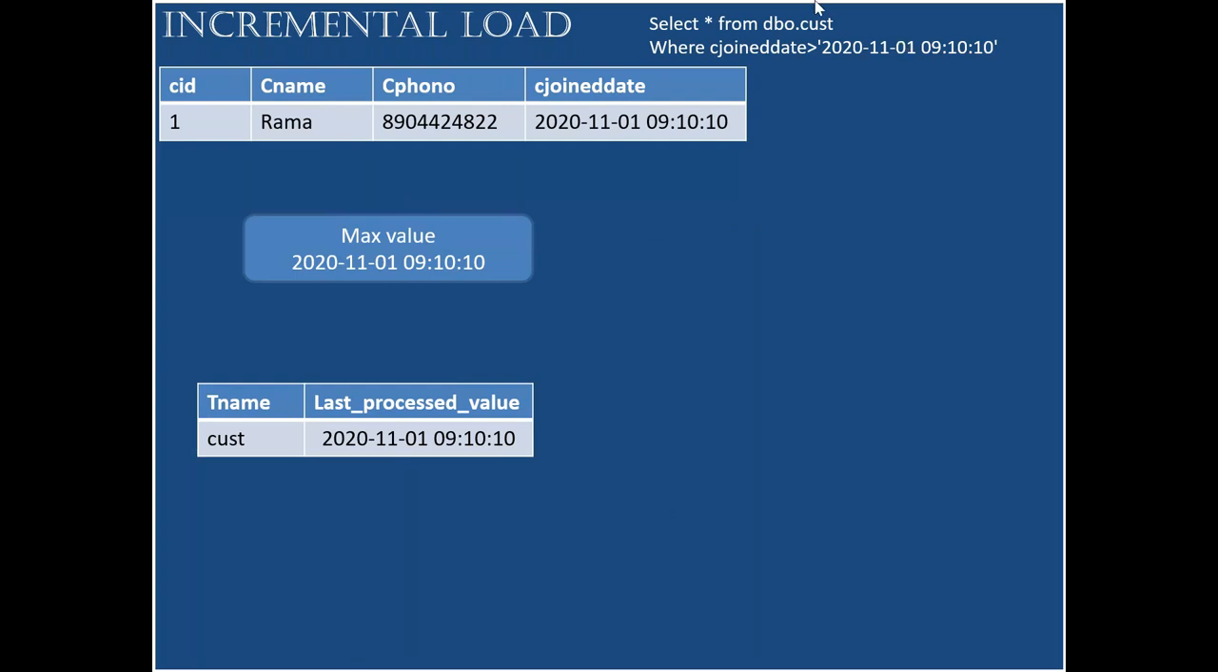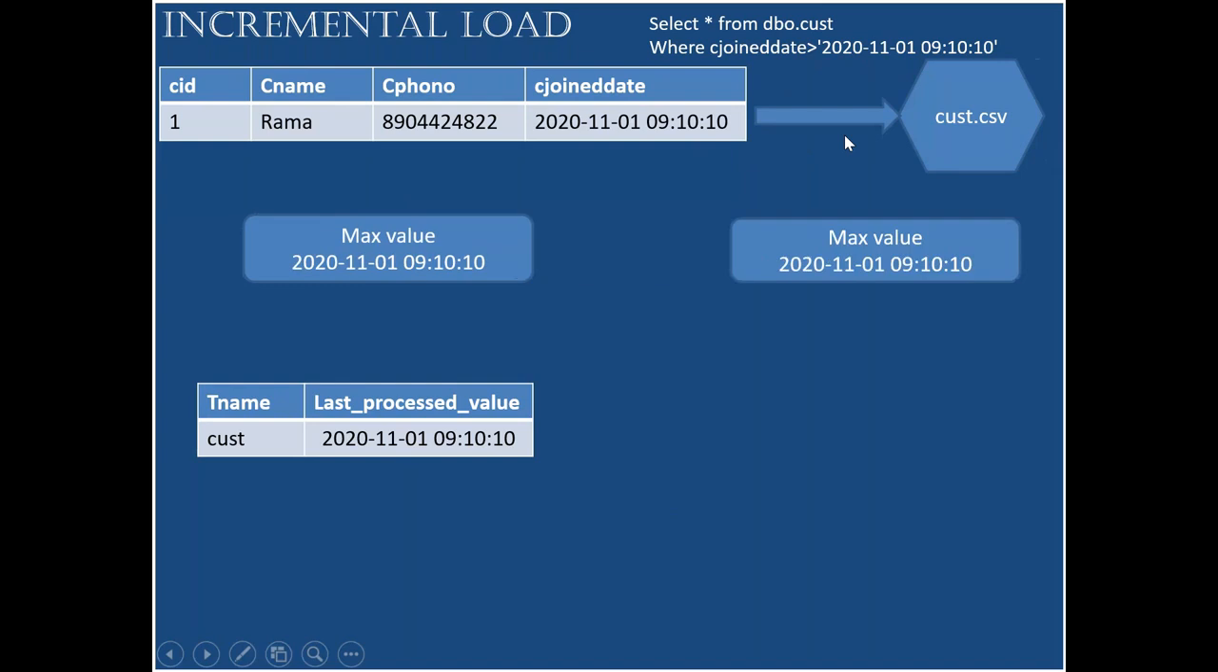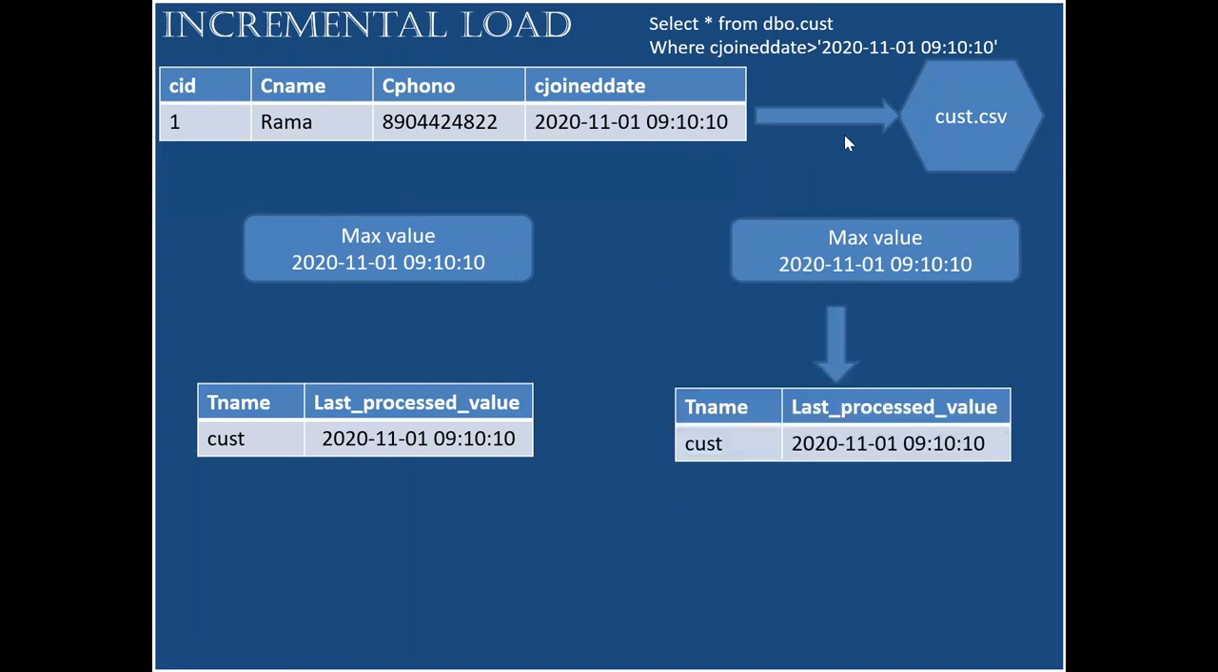How many records will this query return in the output? No records is the right answer. Why no records? Because we already copied this record. That's why we stored this timestamp. Now we are asking, are there any new records that came after this timestamp? When we look, there are no new records. That's why nothing will be copied, so the max value will be loaded into the last processed value.